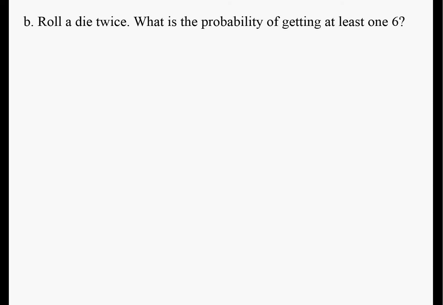B. Roll a die twice. What is the probability of getting at least one 6? Probability of getting at least one 6. In this statement, getting at least one 6, you roll a die twice.